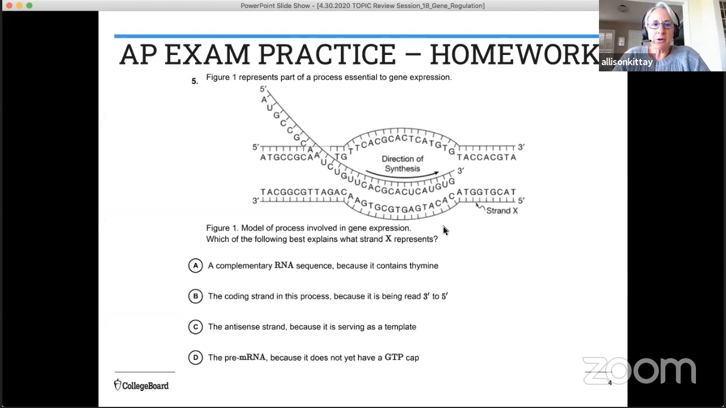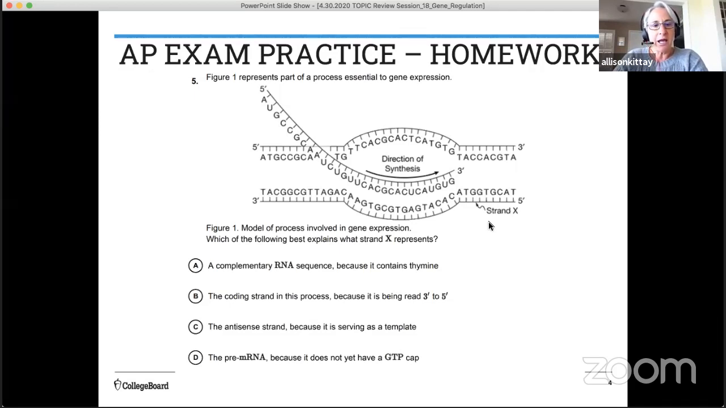So yesterday you were given a question for homework, and it is a visual representation of a process that is essential to gene expression. So it's showing you a few things to look at, and the question is, which of the following best explains what strand X represents? So the arrow is pointing here, strand X, and it's asking you to look at this strand, and I'm going to ask you to pay attention to the directionality. So here's the 5' end, and here's the 3' end, and notice what nucleotides are making up strand X. Okay, so again, which of the following best explains what strand X represents?